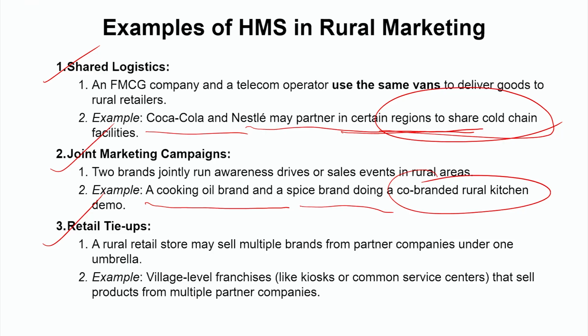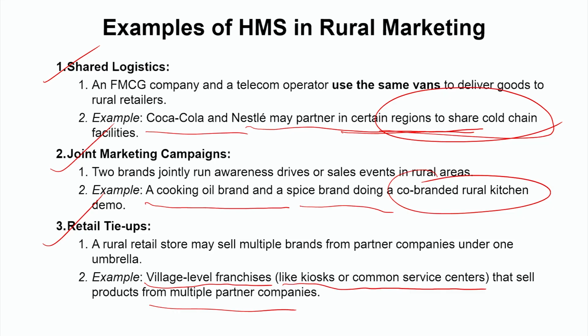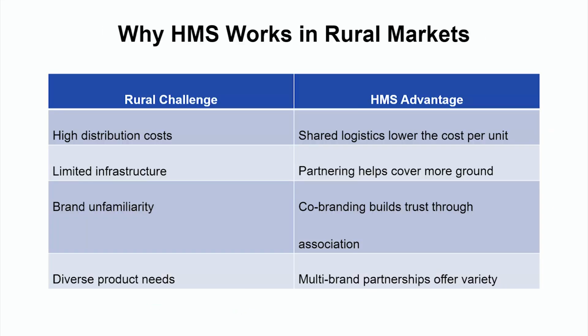Okay. Third is retail tie-ups. What we are seeing here, a good example is village level franchisee like kiosks and common service centers that sell the produce from multiple partner companies. What is happening here? Different retailers are going to tie up. Wherever their presence is there, we are going to share our products and services and they will be delivered through their retail stores.